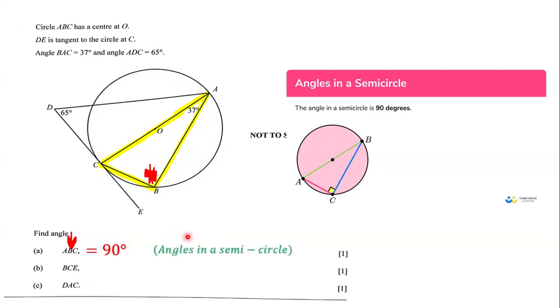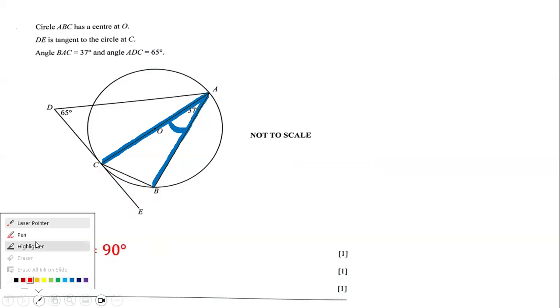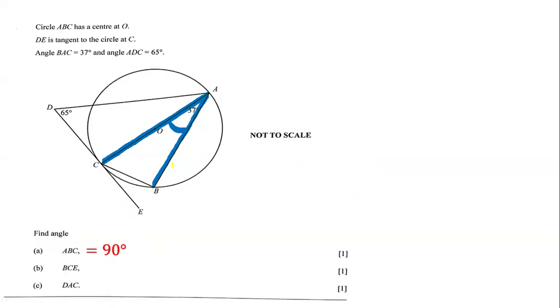All right, next. The reason is because the angle in a semicircle is 90 degrees. Next, we already know that this is 90. Now we have to determine angle BCE. When they say BCE, notice that this is B, this is C, and this is E. Let me highlight it. So they're referring to B, C, and E. The angle that they're referring to is actually angle C, the one in the middle.